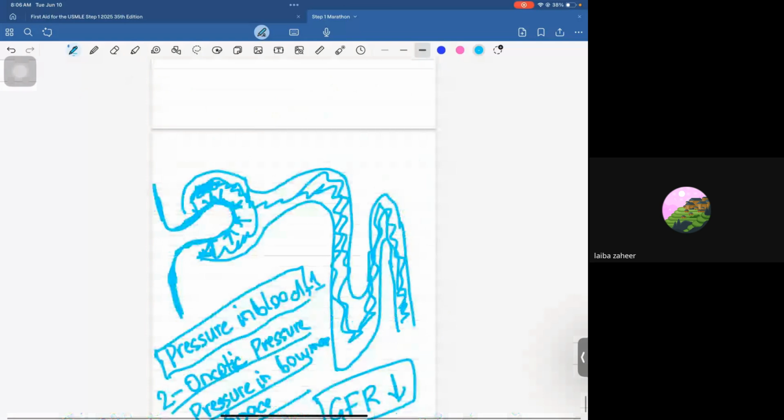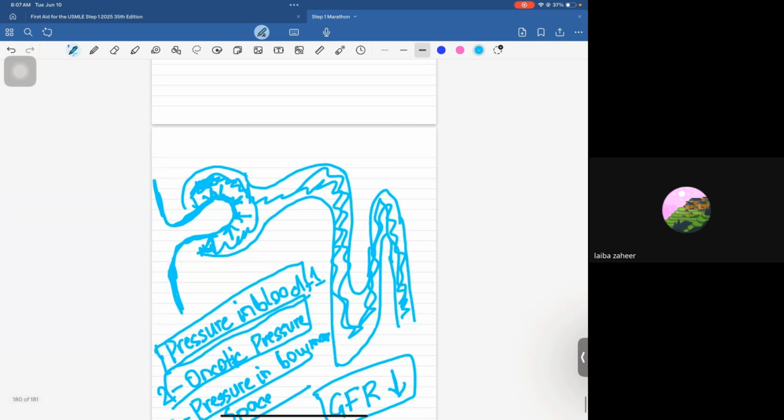The second thing is oncotic pressure, right? Oncotic pressure means the pressure that is exerted by the albumin. The greater the oncotic pressure, the lower the GFR will be. So if more proteins, more albumin, are present in the blood, the lesser the GFR is going to be, right?